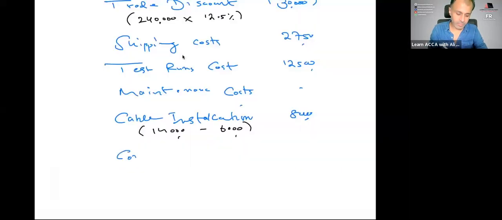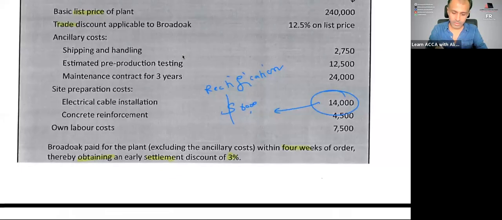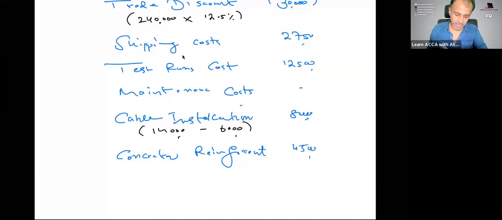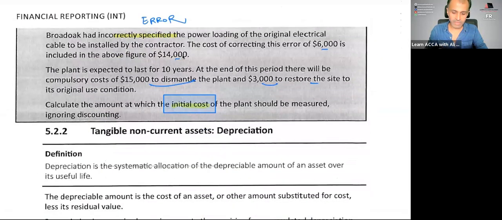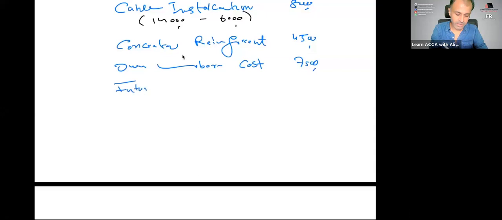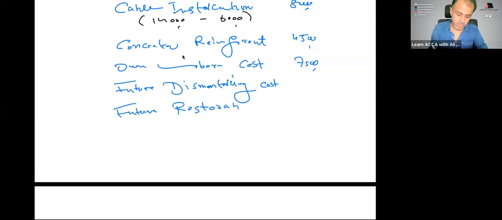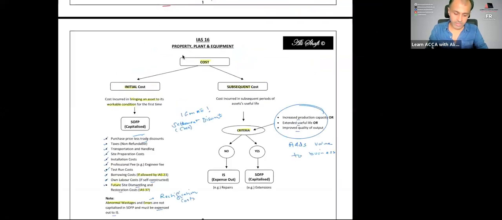And we have concrete reinforcement. $4,500 will come in as it is. And then comes the own labor cost. The own labor cost is $7,500. Settlement discount, we need to ignore totally. On the next page at the top, we have future site restoration and dismantling cost. Future dismantling cost and future restoration cost. It's given as 15 and 3,000.